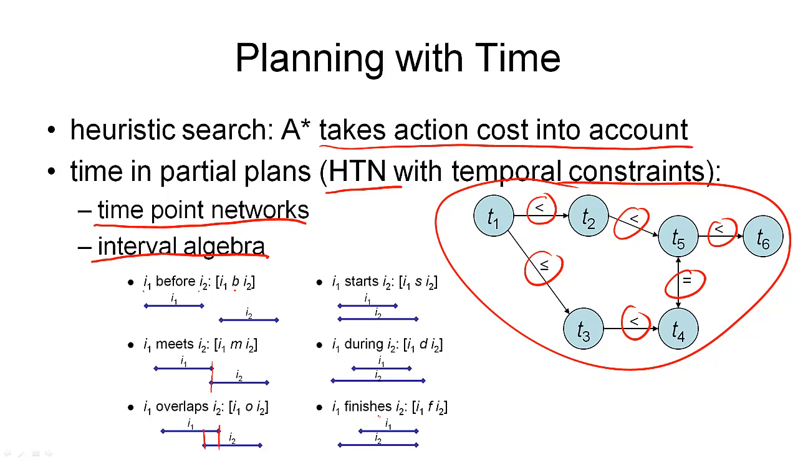As it turns out, the interval algebra is more expressive than time point networks, so there are constraints you can express in the interval algebra that you can't express in time point networks. But on the downside, checking consistency in an interval network takes exponential time.